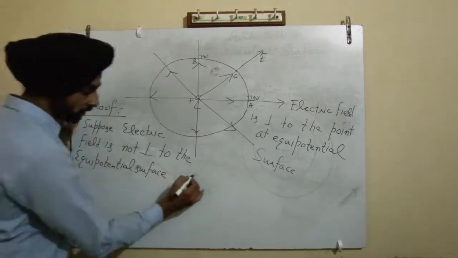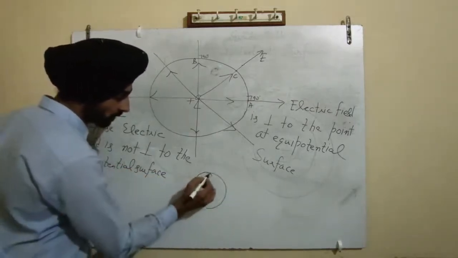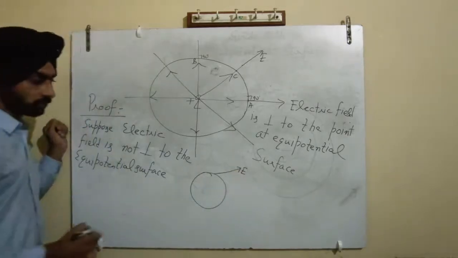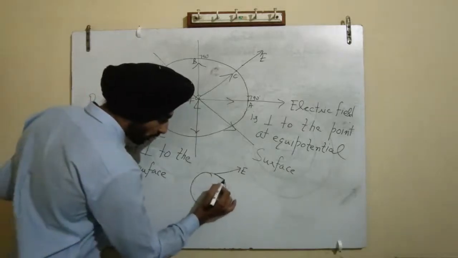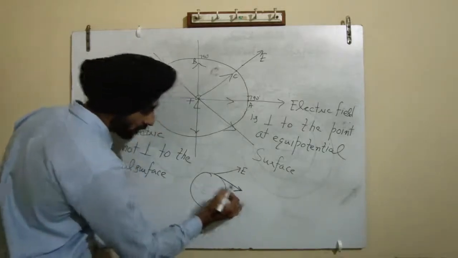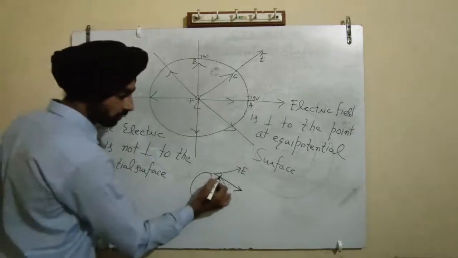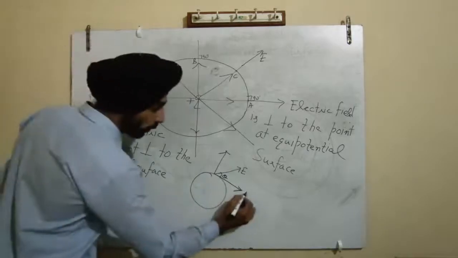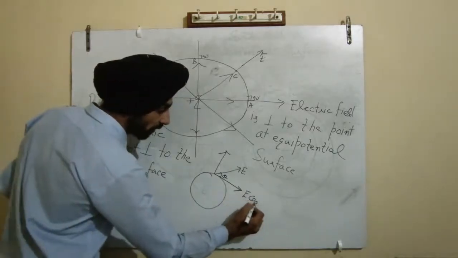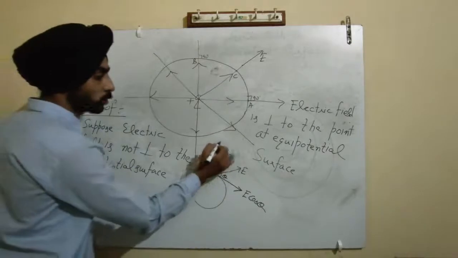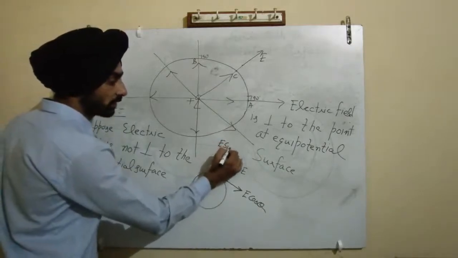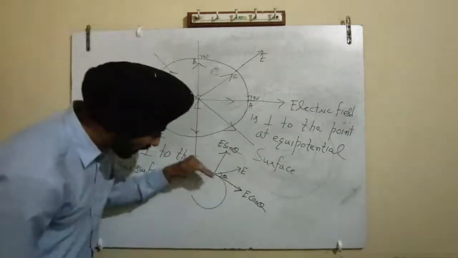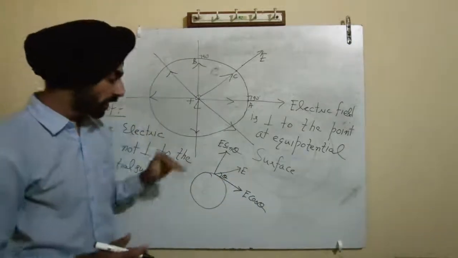So we are taking a condition. Suppose this is the equipotential surface. Now the electric field is not perpendicular. It is having this direction. So E will have two components, one along the surface of the equipotential surface, and one normal to it. This component is E cos theta, and this component of E is E sin theta.